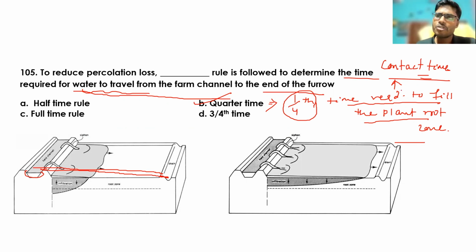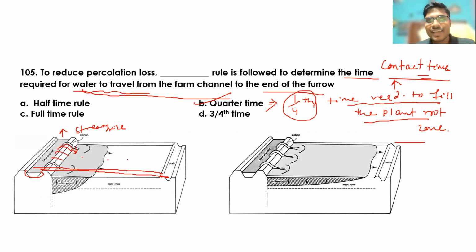But before that, we should understand the importance of this concept. Why this concept is important? This concept is important to determine the stream size, because an ideal stream size is required for uniform distribution of water. In this figure, when the stream size is lower, means the application rate is slower. We are applying water at a slower rate.